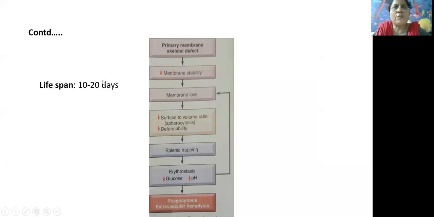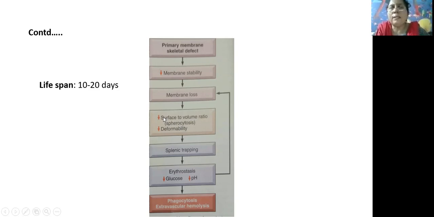The lifespan of the RBC will be 10 to 20 days. So there is a primary membrane skeletal defect, so membrane stability is reduced. Membrane is lost, so when the membrane is lost, the cells become spherical. This word you must remember: decreased surface to volume ratio. Reduced surface. When it is biconcave, the surface means the outside surface, volume is inside, and the ratio of surface will be more.